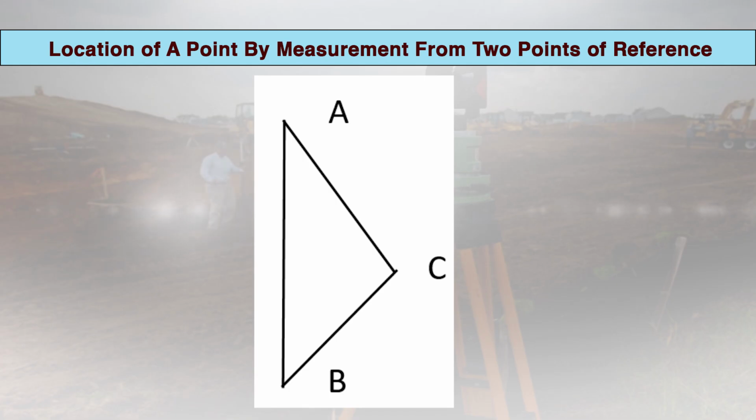Now you want to establish a new point. Let us name this new point C. So we want to locate a new point C. The distance AB can be accurately measured on the ground. At the same time, the relative position of A and B can be plotted on the sheet to some scale.